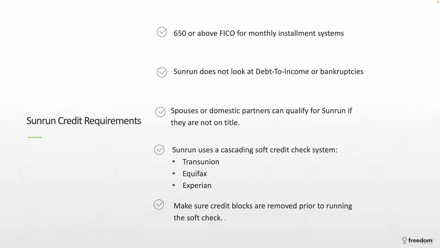And Sunrun uses a cascading soft credit check system, meaning if they check TransUnion and the number's close, it will then cascade down to Equifax and down to Experian. And then once one of those credit bureaus actually approves the project, it would stop there. And of course, like all projects, make sure there are credit blocks removed prior to running that soft credit check.